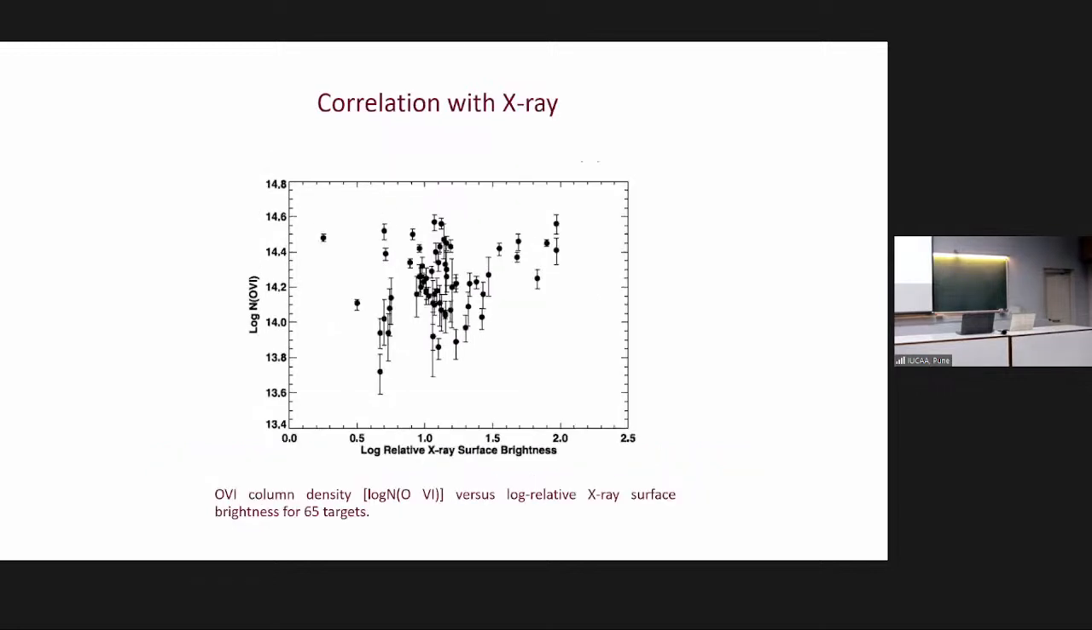We also measured the same thing we did with X-ray surface brightness, and we thought that X-ray might be creating O6 ions, but that also didn't turn out to be as we thought. It also is not showing any kind of correlation.